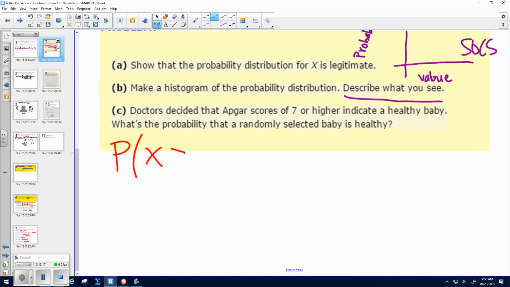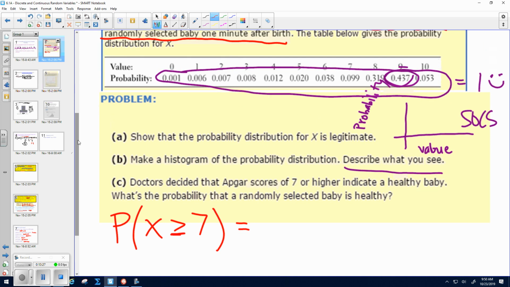So since it's 7 or higher, I would say greater than or equal to 7, right? And that means I would add up the probability of getting a 7, which is 0.099, plus the probability of getting an 8, which is 0.319, plus the probability of getting a 9, 0.437, plus the probability of getting a 10. All right, add all those up, and that's the probability you got a healthy baby.